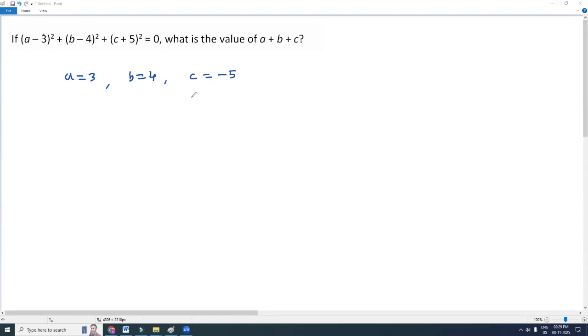Here I got the values of a, b and c. My aim is to get the value of a + b + c. Okay, now let's get the value of a + b + c. Let's plug in the values for a, b and c. For a we have 3, and for b we have 4, and for c we have −5. Okay, 3 + 4 is 7, 7 − 5 is 2. Here I got the value of a + b + c, that is 2.